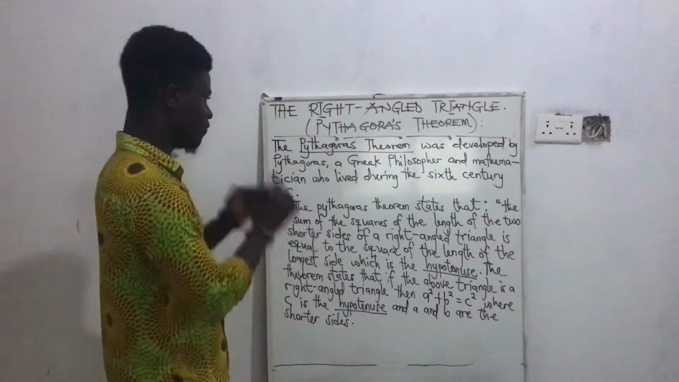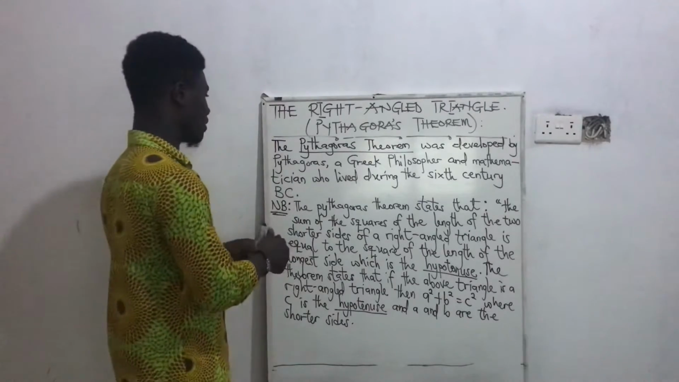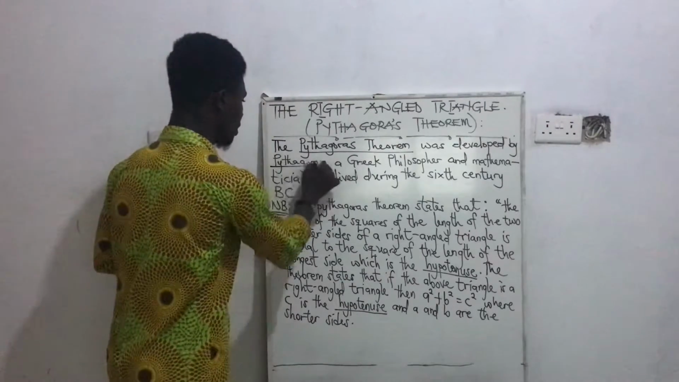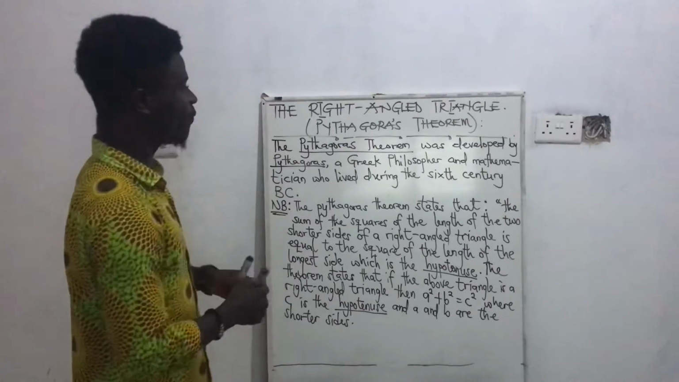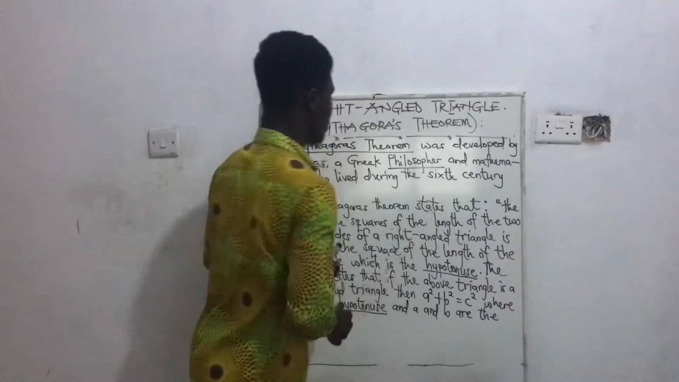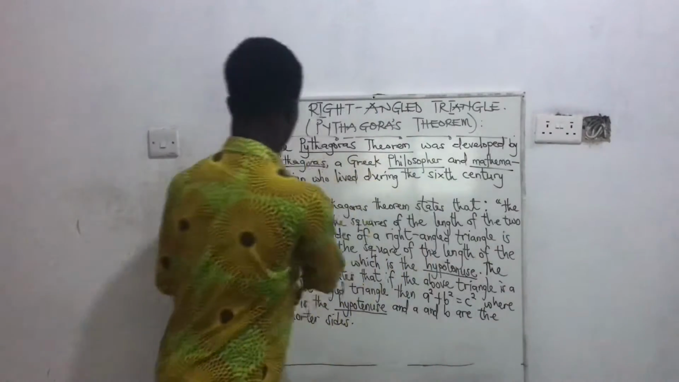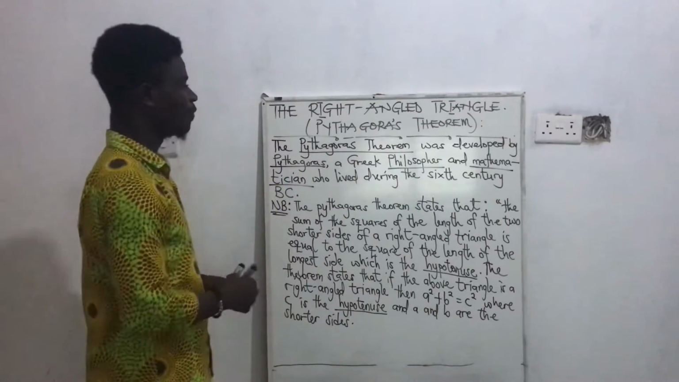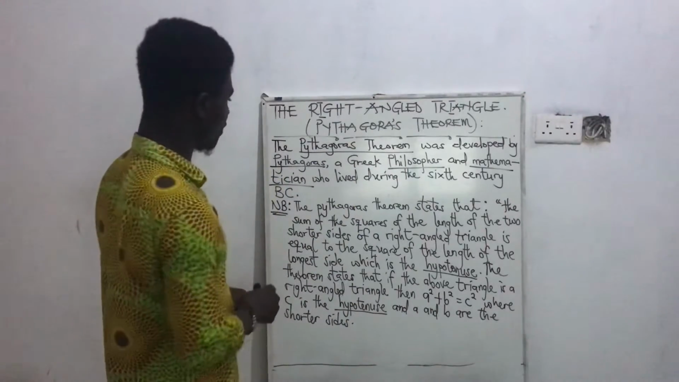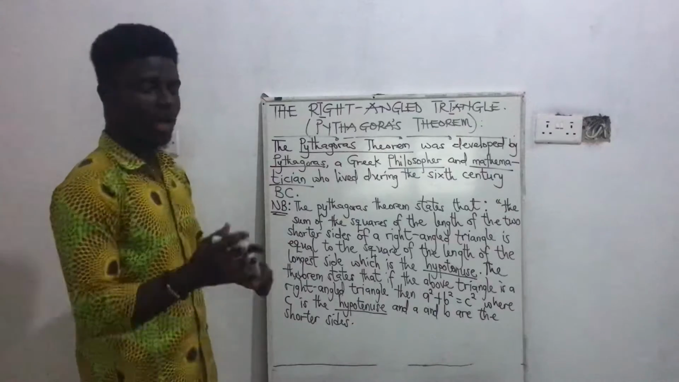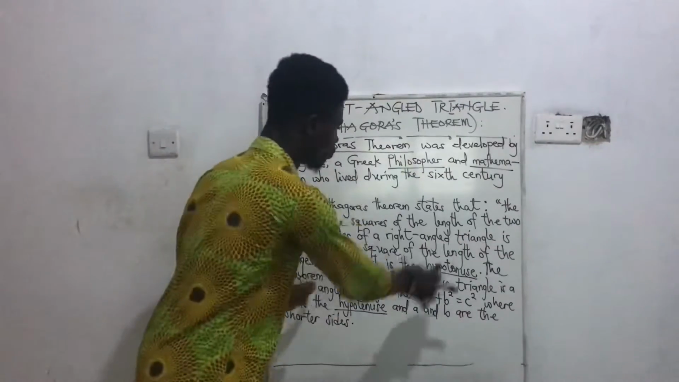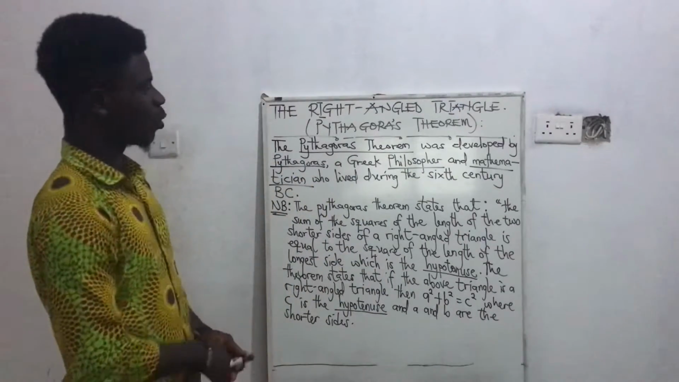Pythagoras theorem was developed by Pythagoras. That's the name of the mathematician, a Greek philosopher and mathematician who lived during the 6th century BC. Alright, so let's proceed on today's topic.